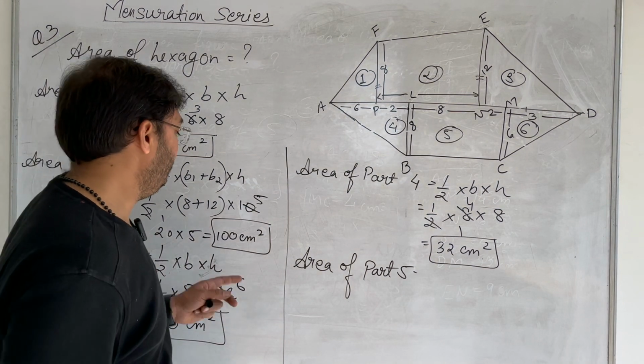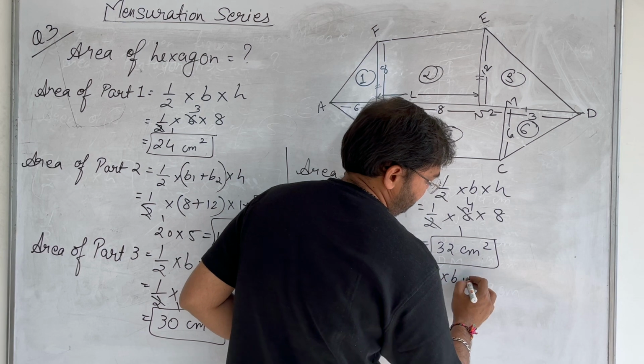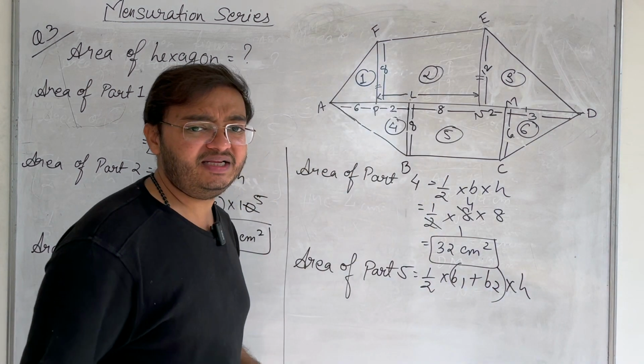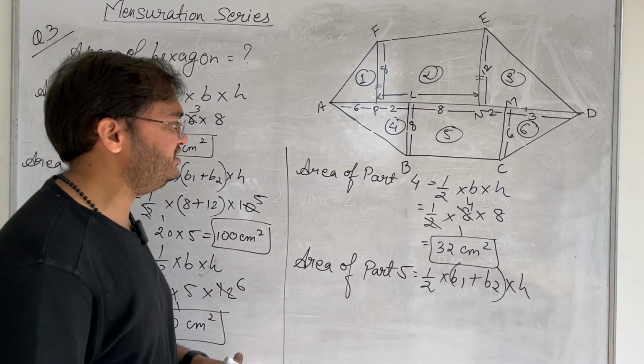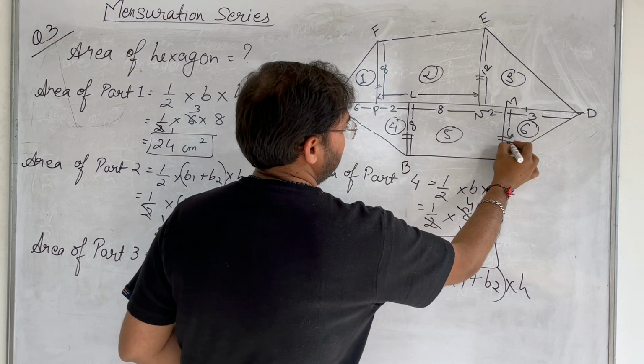We will find the area of part 5, which is again in the shape of a trapezium, and the formula is what? Half into base 1 plus base 2 into height. Base 1 and base 2 are nothing but the sum of parallel sides. So how the parallel sides were this way? Same here also the parallel sides are this.